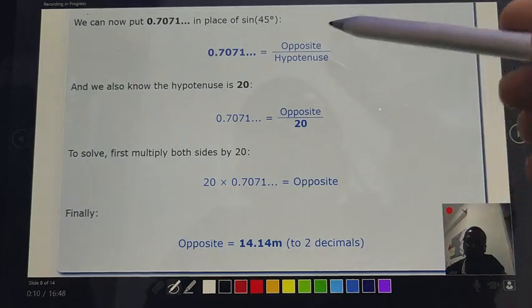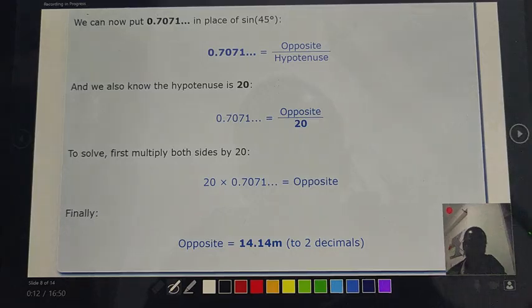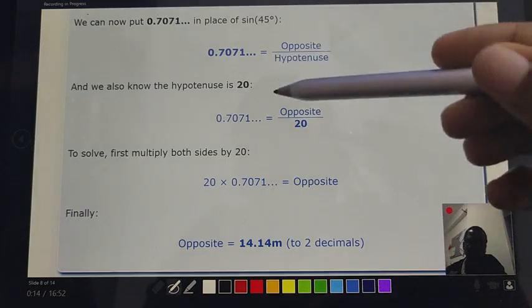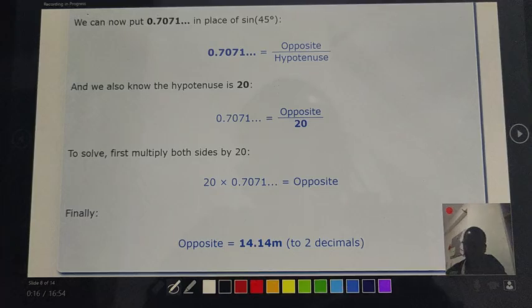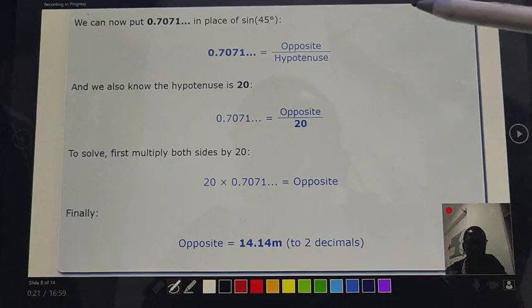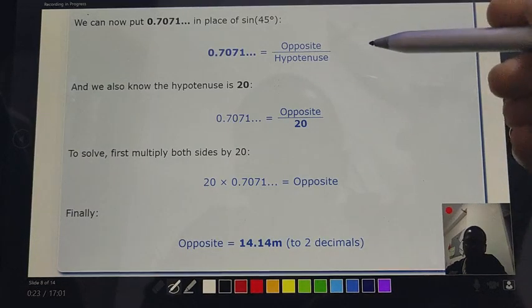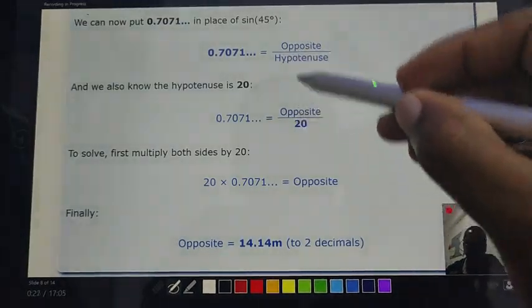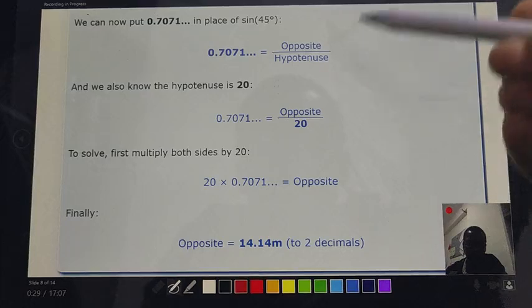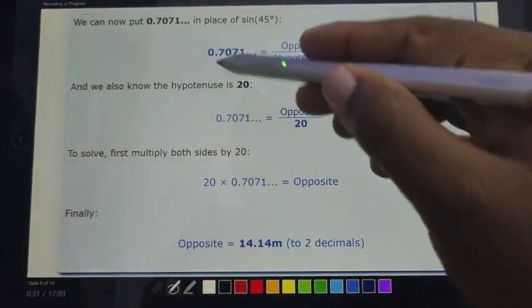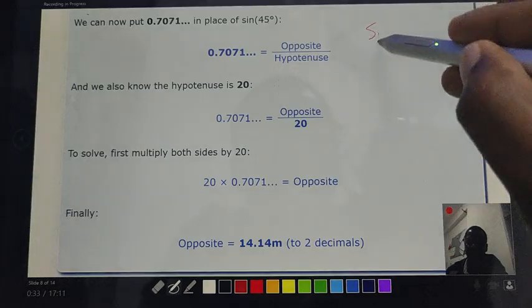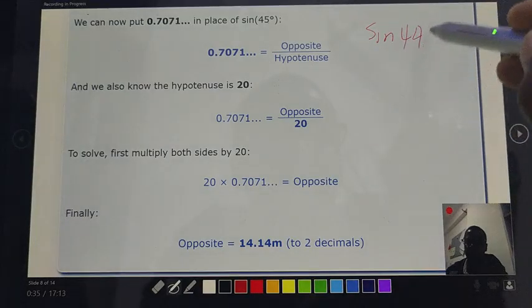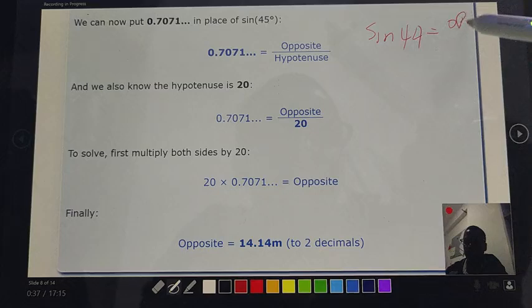0.7071 is equal to opposite over hypotenuse. And we also know that the hypotenuse is 20. As already shown, the hypotenuse is 20. So, as it is, we substitute: sine 45 is equal to opposite over hypotenuse.